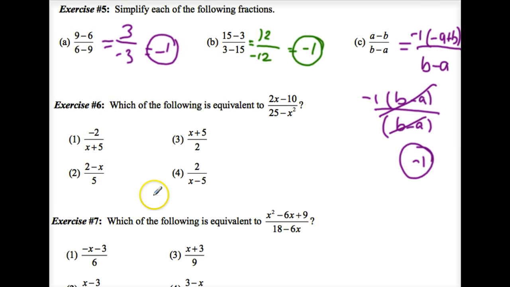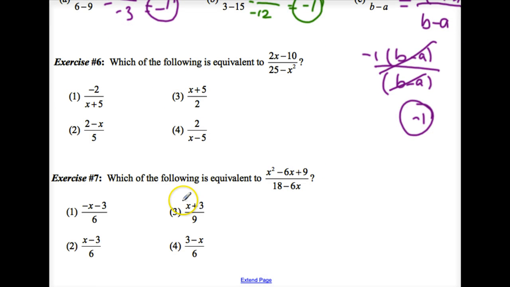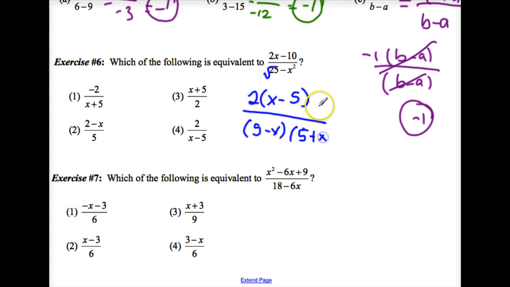To finish our lesson today, I added two rational expression questions to exercises 6 and 7. Let's see how this works. Which of the following is equivalent to (2x minus 10) over (25 minus x squared)? So we're going to factor the top. It's not a quadratic. They have a 2 in common, so this becomes 2 times (x minus 5) over, take the square root of this, so we get (5 minus x) and (5 plus x).